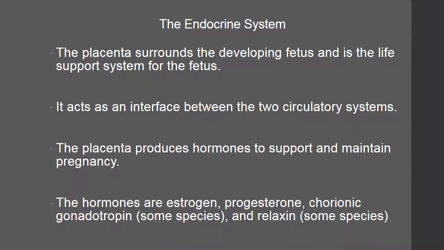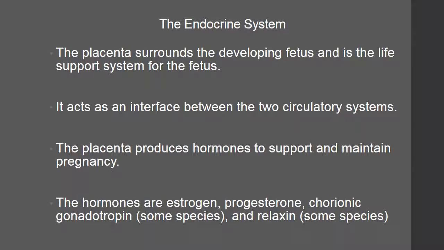The placenta. The placenta surrounds the developing fetus and is the life support system of the fetus. We'll get into that when we get into the reproductive system. It acts as an interface between the fetus and the mother's circulatory system. The placenta will produce hormones to support and maintain pregnancy.